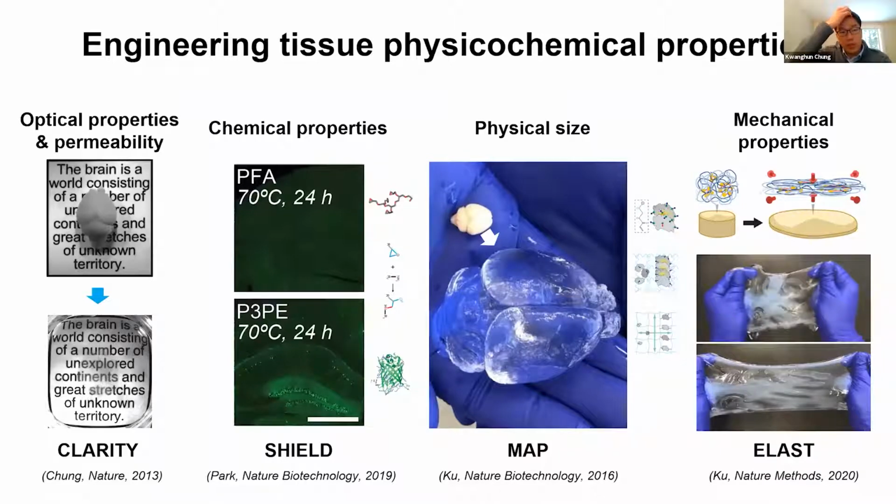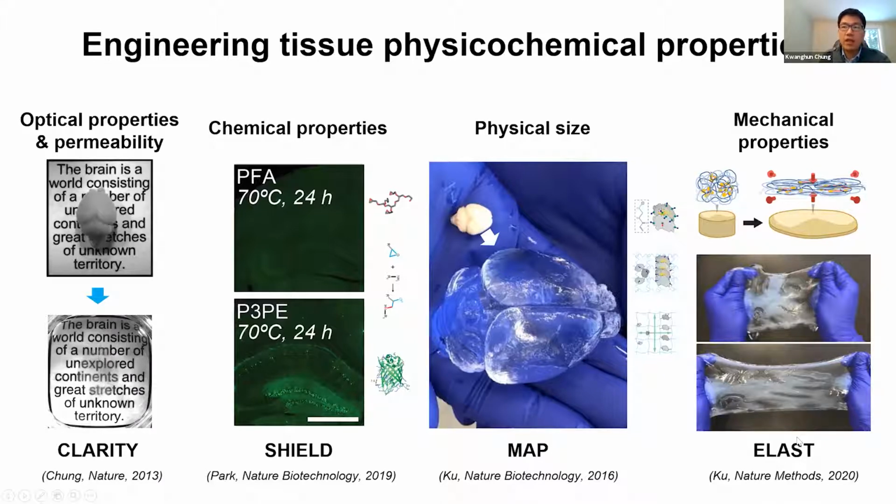So to achieve this, we developed a set of technologies that engineer tissue physical and chemical properties. We developed a technique called CLARITY with Karl Deisseroth's lab at Stanford, when I was in the Deisseroth lab, that makes tissue optically transparent and macromolecule-permeable. We developed a technology called SHIELD that preserves all the molecular and anatomical information that we care about. We also developed a technique called MAP that expands organ-scale tissue fourfold linearly so that we can do multi-scale imaging down to axonal connectivity and chemical synapses.